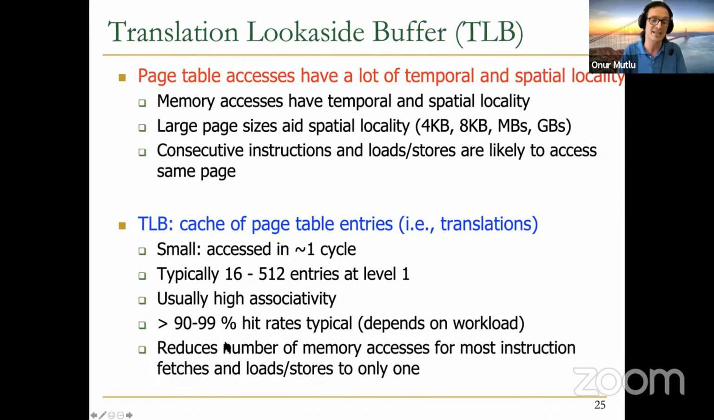If you're doing random accesses, of course, then you have a problem. Or if you're randomly going through memory, then you don't have locality anyway, and TLBs exploit locality. It reduces the number of memory accesses for most instruction fetches and loads and stores to only 1. And if you hit in the TLB, you don't need to access memory.